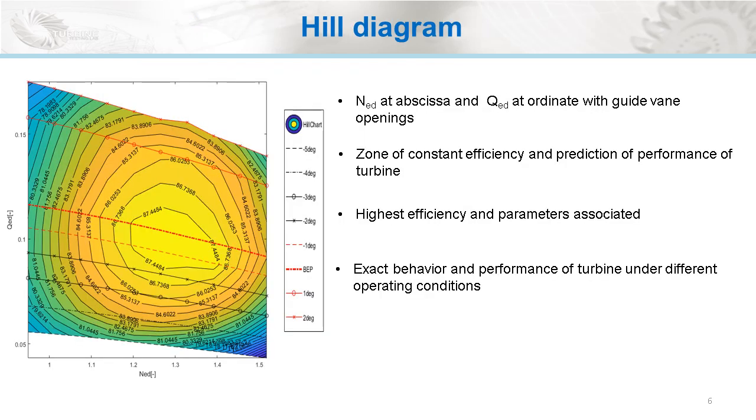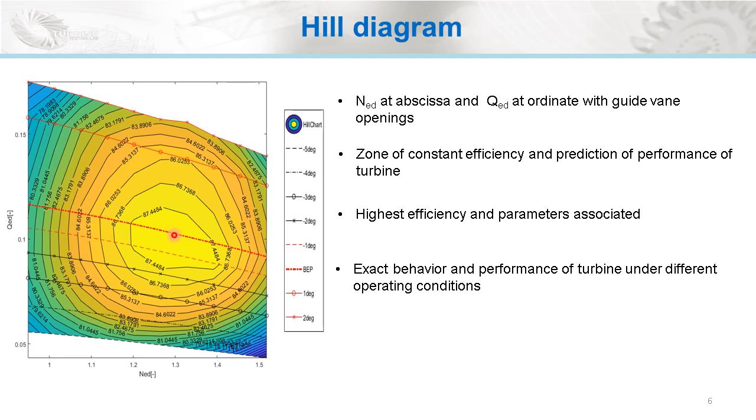Now let me talk about the hill diagram. Hill diagram is also termed as isoefficiency curve. From this hill diagram, we can identify the exact behavior and performance of the turbine under different operating conditions. In a hill diagram, for a given efficiency, there will be two values of speed. There will be two values of speed and two values of discharge for a particular gate opening. However, for maximum efficiency, there will be only one value of speed and discharge.